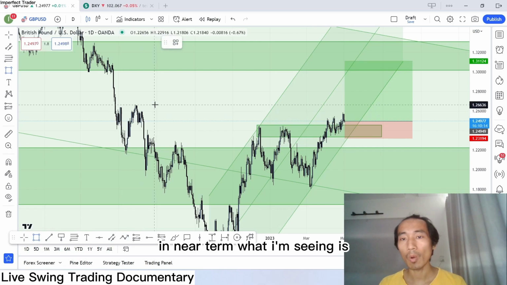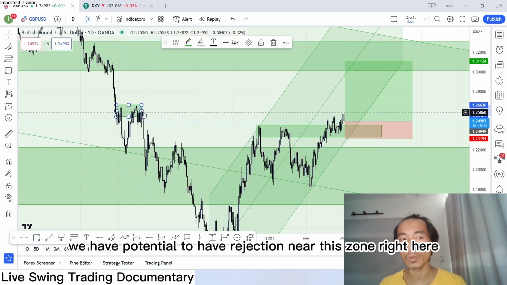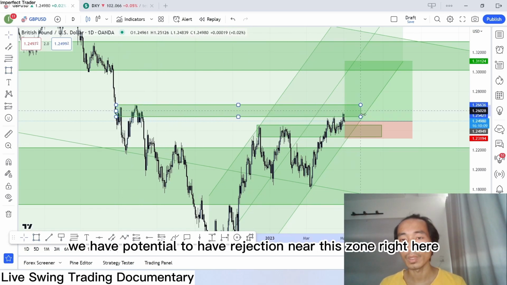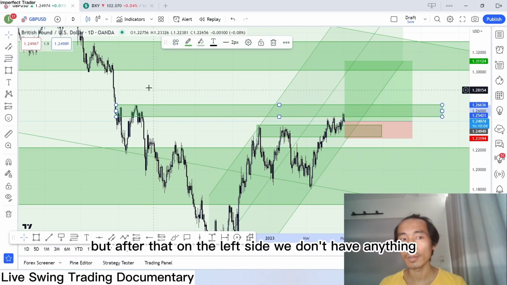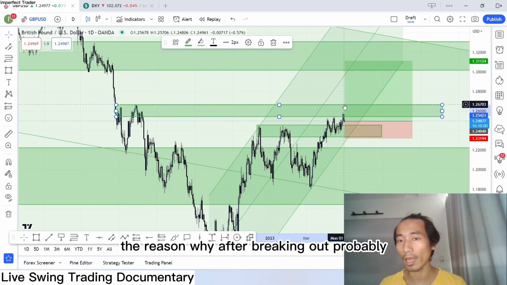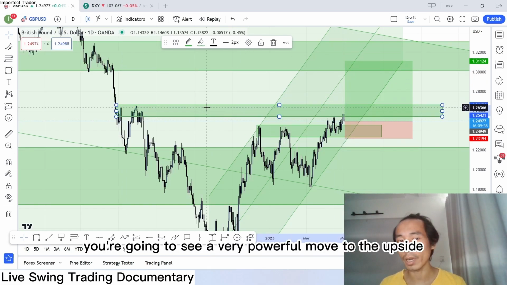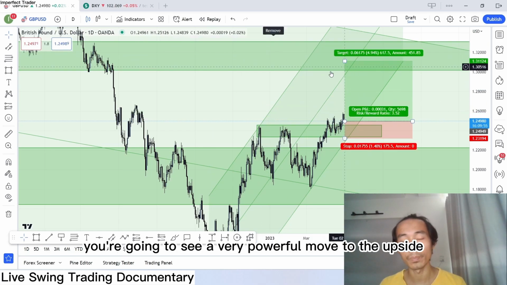In the near term, what I'm seeing is we have the potential for some kind of rejection near this zone right here. But after that, on the left side, we don't have anything. That's the reason why after breaking out, you're probably going to see a very powerful move to the upside.